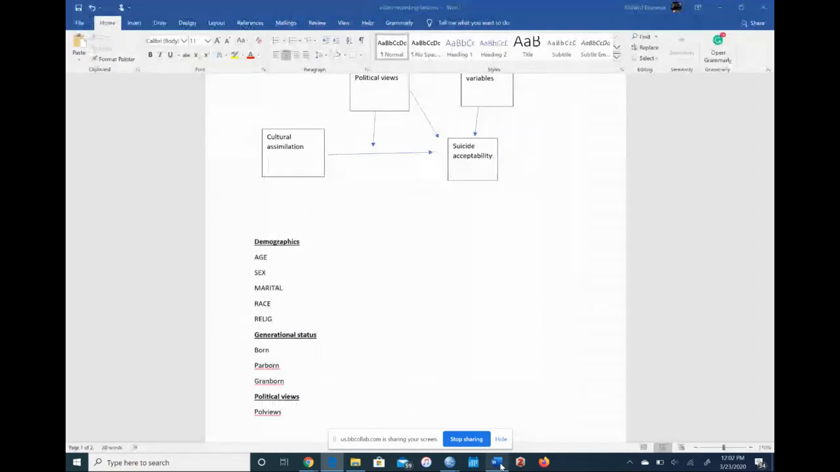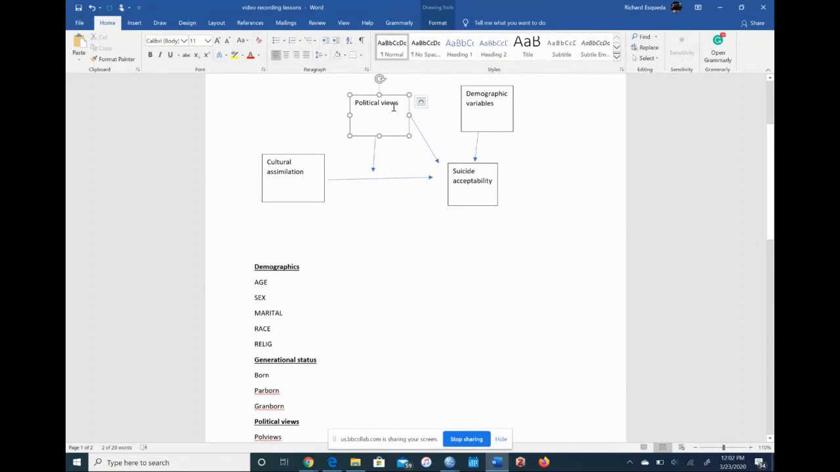Okay, so going back again, in that article I just showed you, they used 3 variables, and these are the 3 variables that were used to measure the concept generational status, which is a subcategory to the bigger concept known as cultural assimilation. Now for my next concept, I have political views.